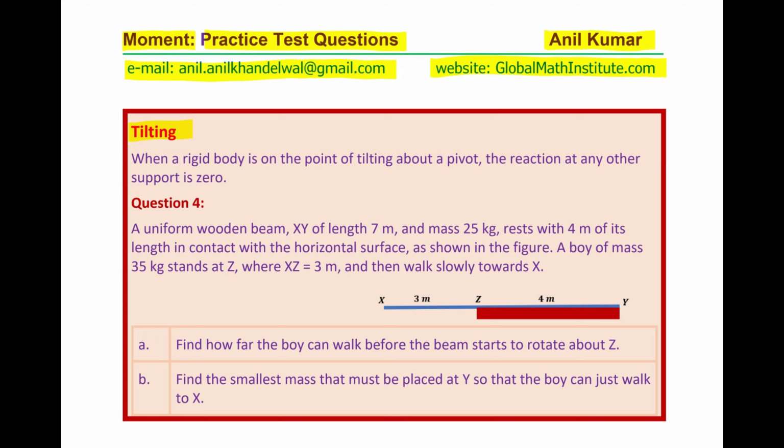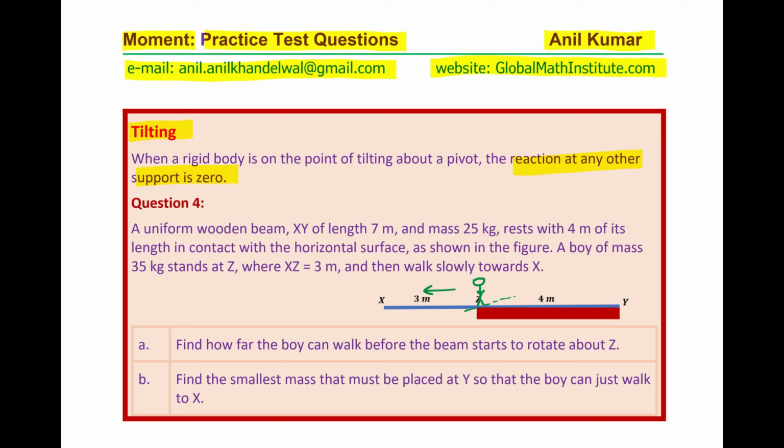So the boy is standing here. Let's say we have a boy standing here and he starts walking in this direction. Part A of the question is: find how far the boy can walk before the beam starts to rotate about Z. About Z means it starts tilting. It will just lift over this. In that case, you can see that the reaction at Y will be zero.